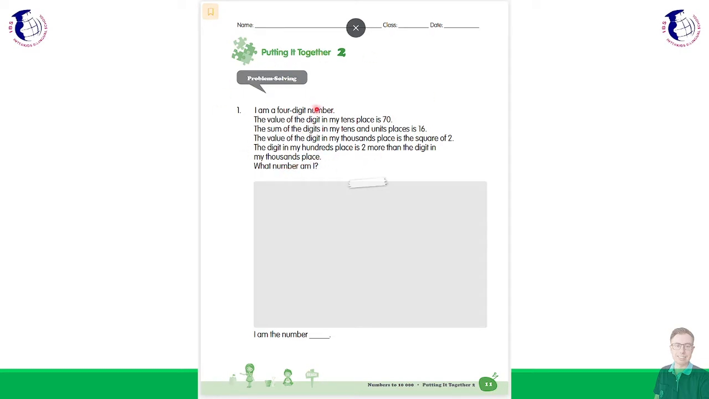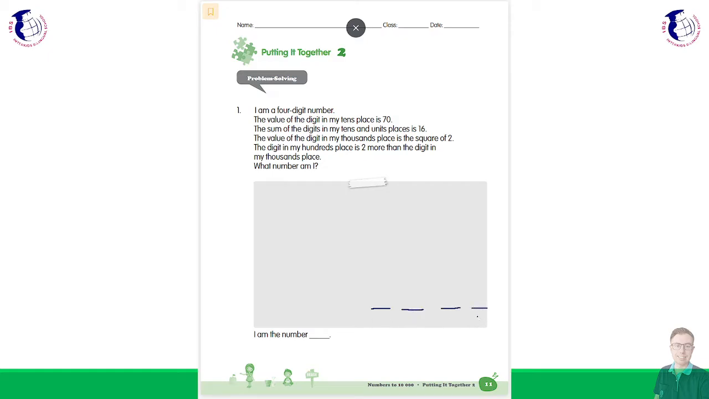Okay, we've got a bit of text here, and this is some clues to work out what the number is below. So the first clue is, I am a 4-digit number. So if it's a 4-digit number, we can start off by writing the 4 digits below. So let's go like this. So 1, 2, 3, 4.